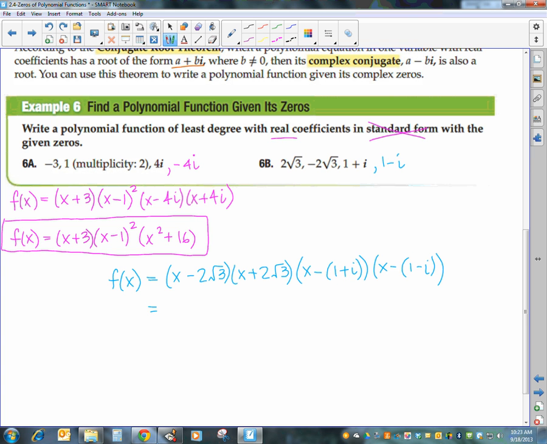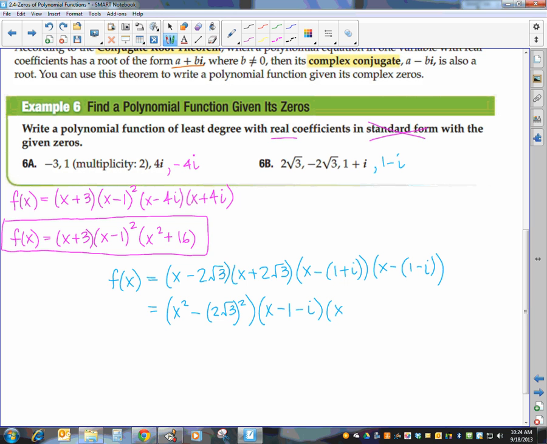Now, when we simplify this, this is a plus or minus b, a plus b. So this becomes x squared minus that thing squared. And here I'm going to get rid of the parentheses, leaving me with x minus 1 minus i and x minus 1 plus i.